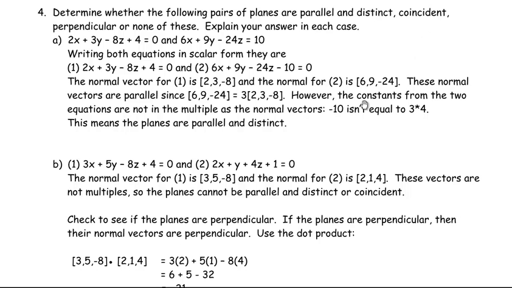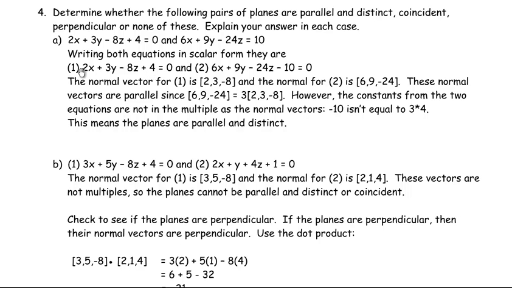Are they the same plane? So the way you tell the difference is you look at the whole equation and look at the constants. If I rewrote this one, I brought the 10 over to write it in standard or scalar form, just like this one is. So the normal vector here is triple the one here, but these constants, negative 10 and 4, are not in the same multiples as the normal vectors are.